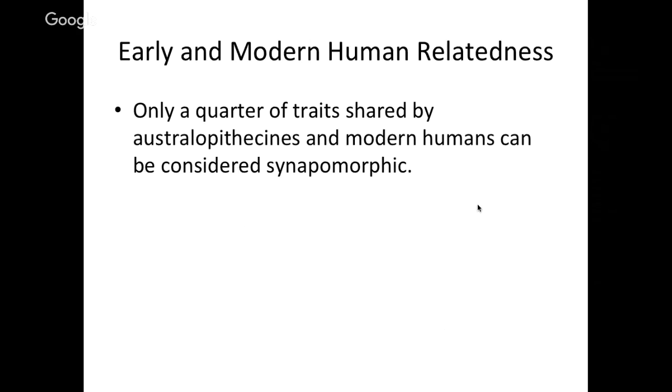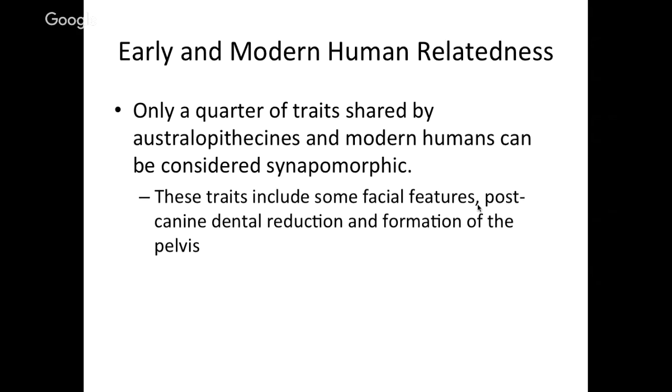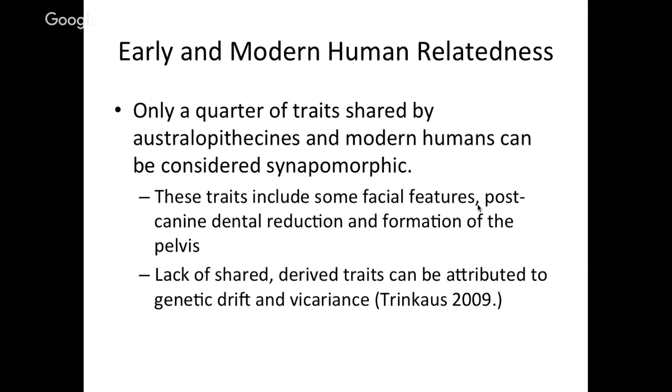So the last thing I want to look at is early and modern human relatedness. And only a quarter of the traits shared by Australopithecines and modern humans can be considered synapomorphic. And some of these traits include some facial features, post-canine dental reduction, and formation of the pelvis. And this number, only a quarter of traits, is really low. So this lack of shared derived traits can be attributed to genetic drift and vicariance.